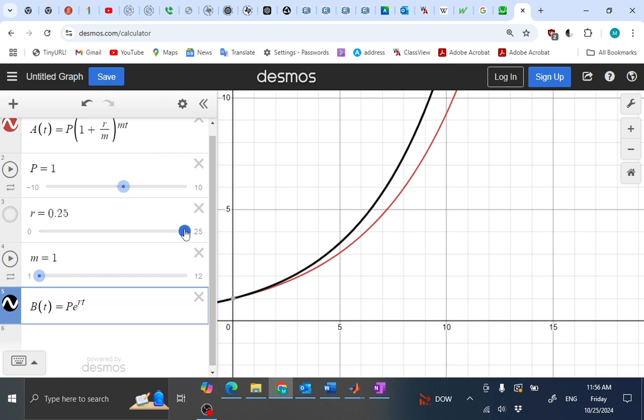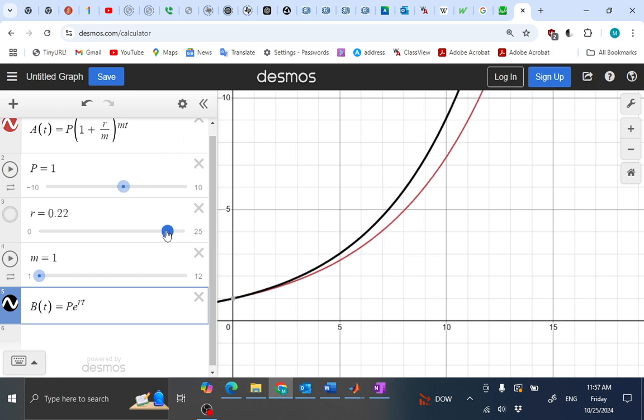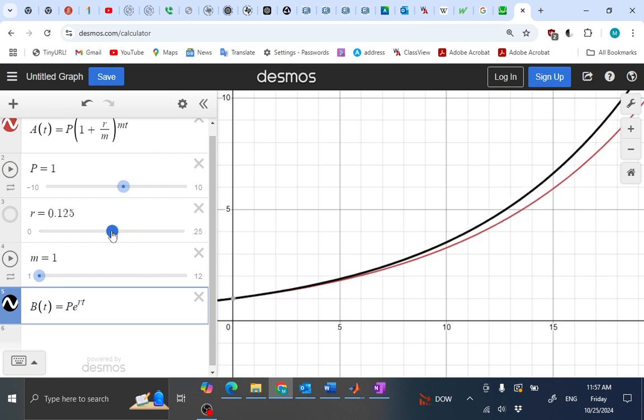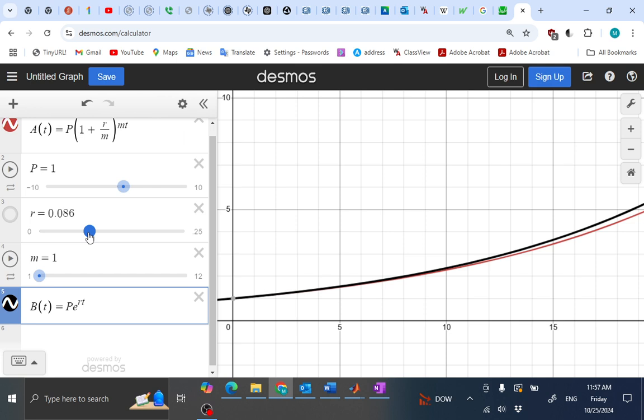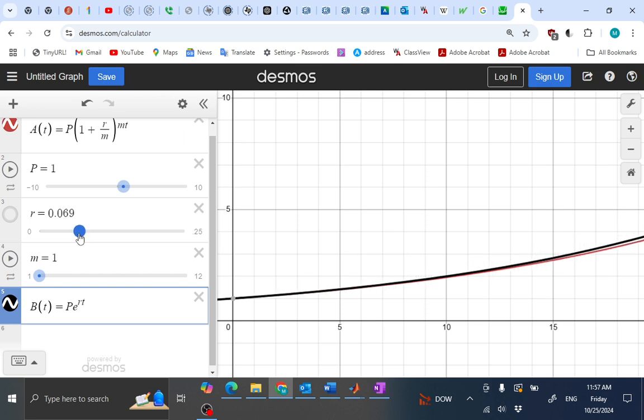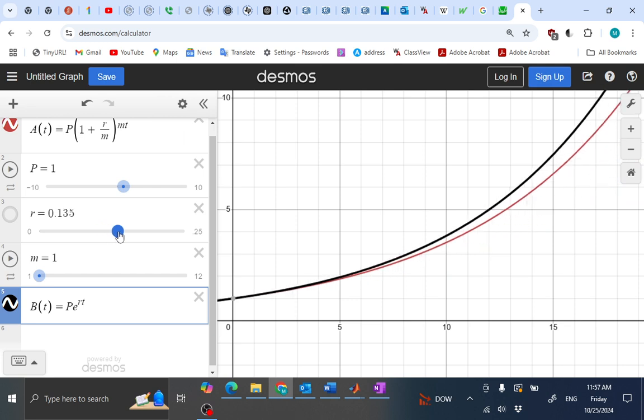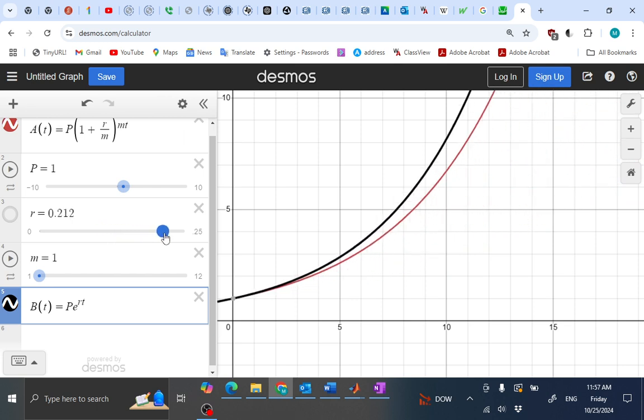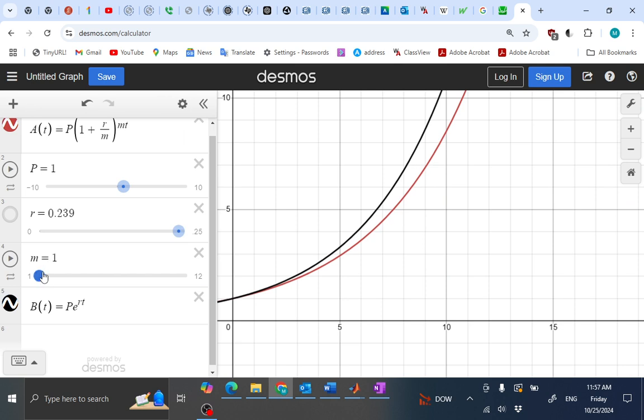Now, at small interest, the difference is less. For example, if I lower the interest, the two graphs come close to each other, and for the kind of times we are looking at, you see that they are coinciding. But as the rate increases, the gap between these two increases substantially. M was the number of compoundings. As we increase m, our accrued amount, the red curve, is going to come close to the black one.